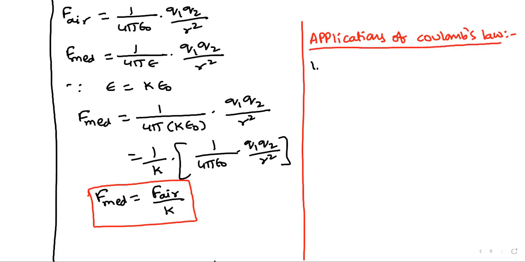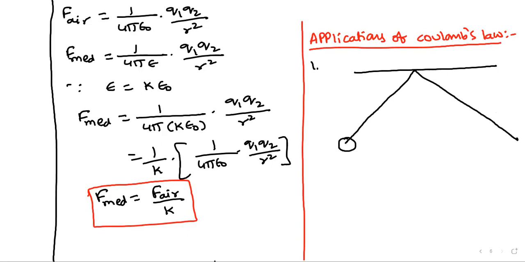Suppose we are having a silk thread. To this, we are having two charged balls. Now, these two balls are separated by a distance.